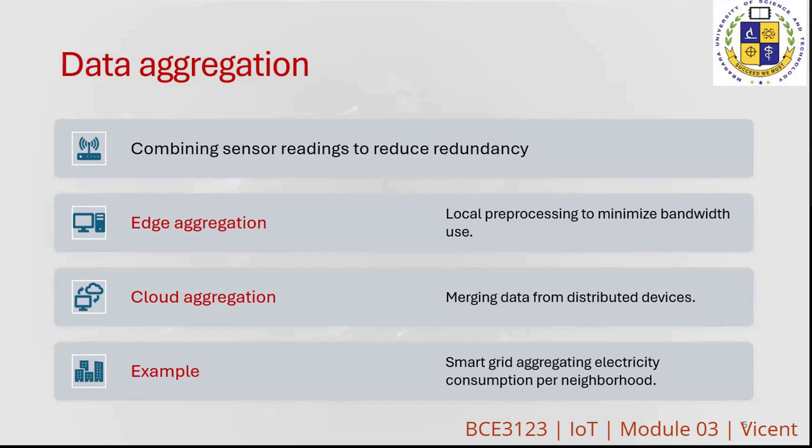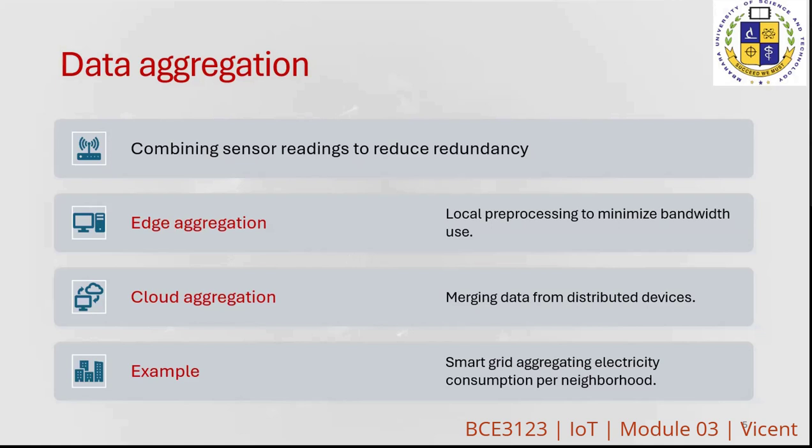Then we have what we call cloud aggregation. So this happens centrally, combining data from multiple locations. If you had a project that is located in multiple places, but you're sending the data to the same cloud storage, then it should aggregate this data. When it reaches the cloud, there will be what we call cloud aggregation. It merges this data from distributed devices, and then it can analyze and store the key trends from this aggregated data.